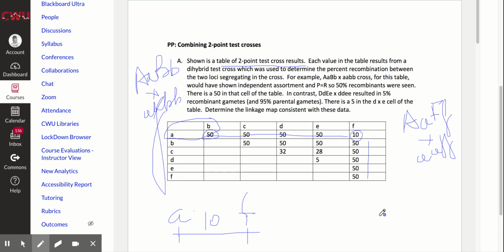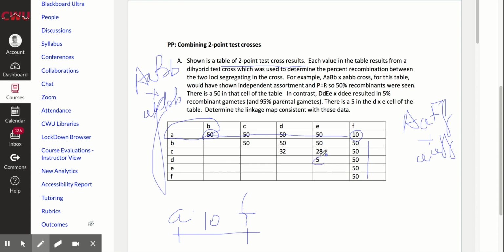They could be on the same chromosome. They could be on totally different chromosomes. We have nothing that links them to one another because we see the signs of independent assortment. 50 is never on the map. If you find yourself writing down 50, you've done it wrong. Stop, regroup, back up. You should never have a 50 in a map.